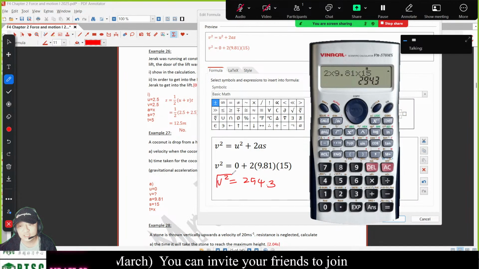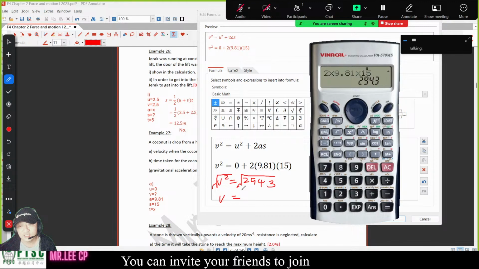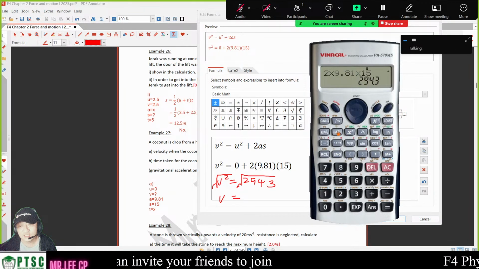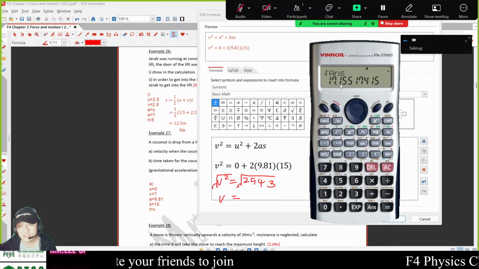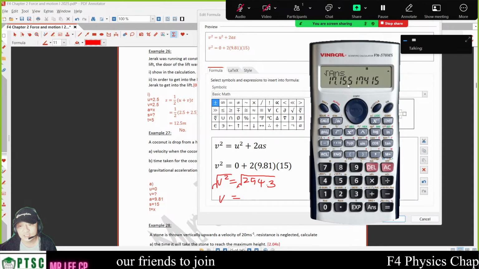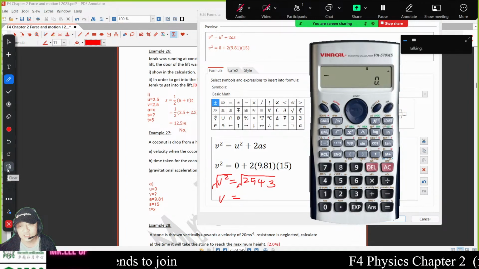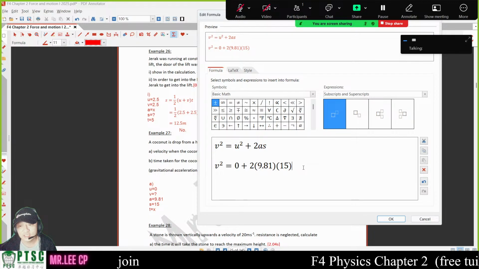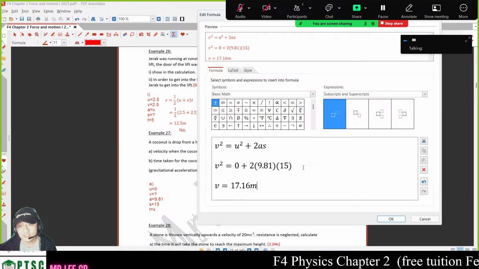So you need to square root this side to get V. You need to square root this side and this side. So you need to square root the answer here. Right? 17.16. So your V is 17.16. This is V squared, but I want to have V. V is 17.16. Unit is ms negative 1.